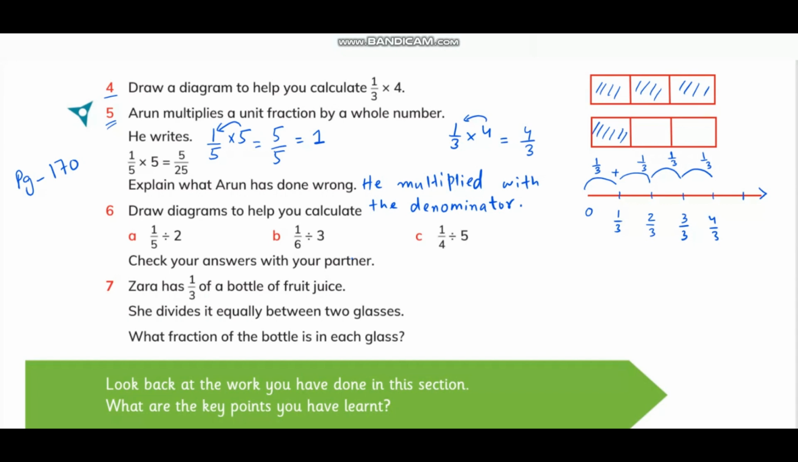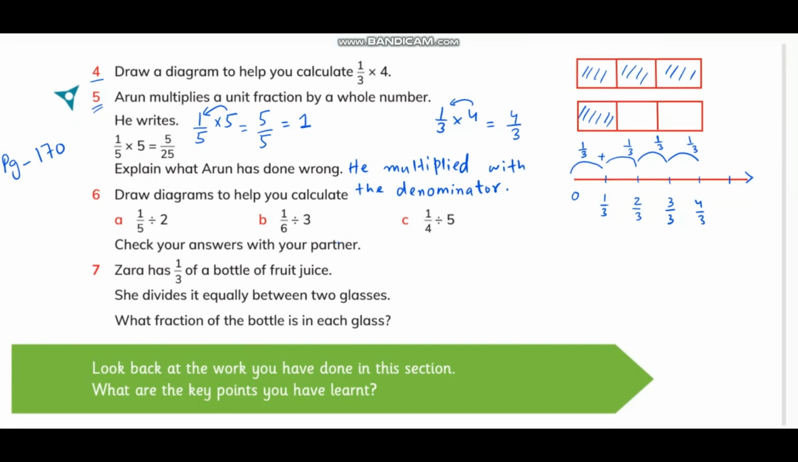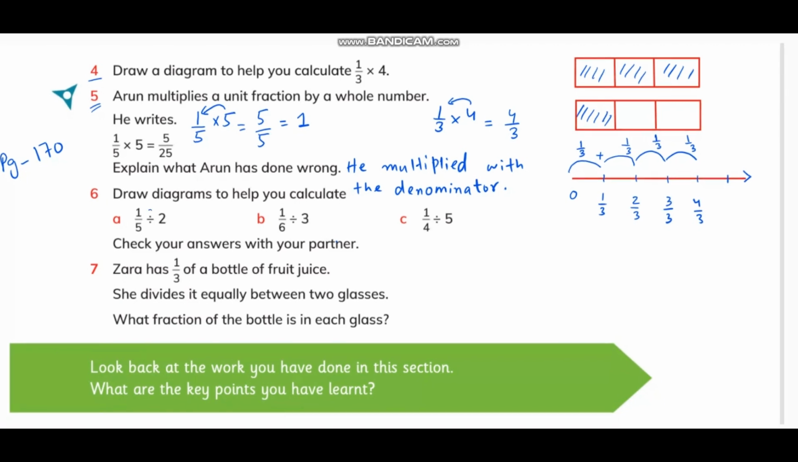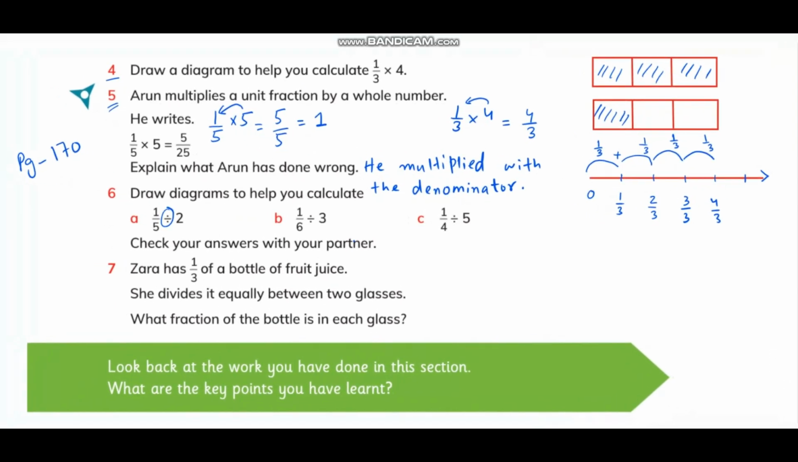Okay guys, the next question is question number 6. This is very interesting because before this we were multiplying fractions with a whole number. Now we are going to divide. This is the sign of division. Now we have to divide a fraction. How can we divide? This is very easy and very interesting. I hope you will love the method.